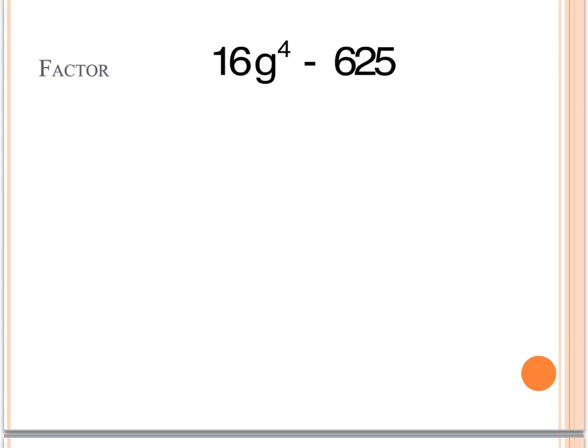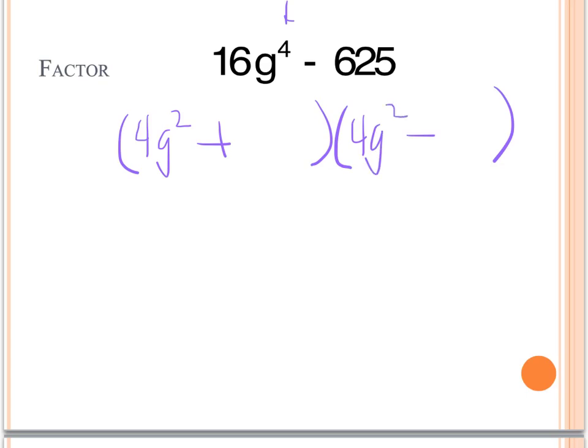So we have a difference on this one. And it's obviously not cubed because I have g to the 4th, so it must be the difference of 2 squares, so plus minus. I take the square root of the first one, which is 4g squared. And then I take the square root of the second one, which is 25. And then I double check it again. This one is fine. I can't do anything with this, but oh, look at this one.